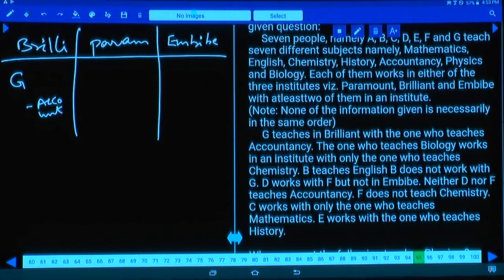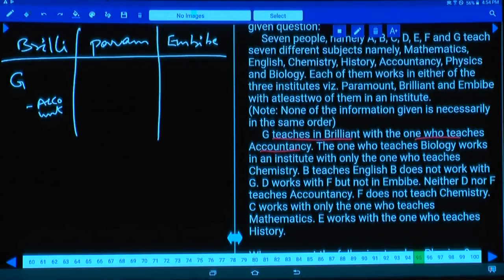In 3 institutes, G teaches in Brilliant with the one who teaches accountancy, and the word only is not given. If the words were with only the one who teaches accountancy, then in Brilliant we should have only 2 people. But here, the word only is not there. The number of persons in Brilliant could be 2 or more than 2. And G teaches in Brilliant with the one who teaches accountancy.